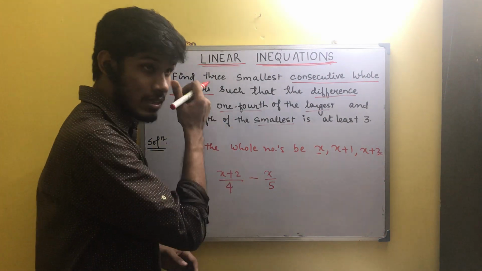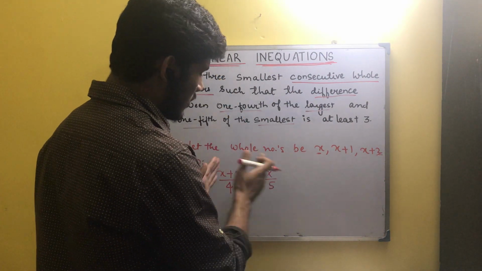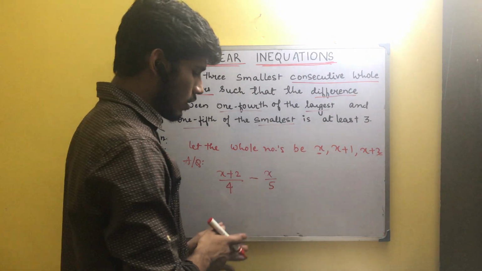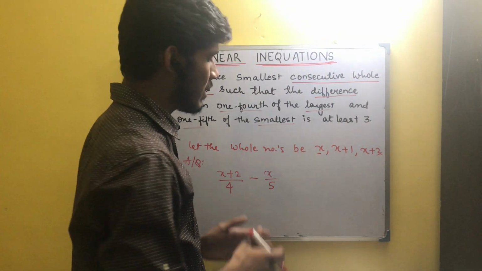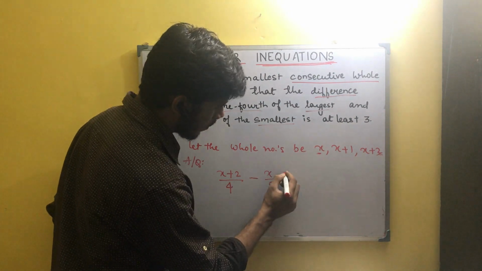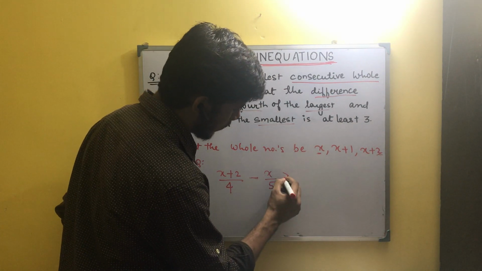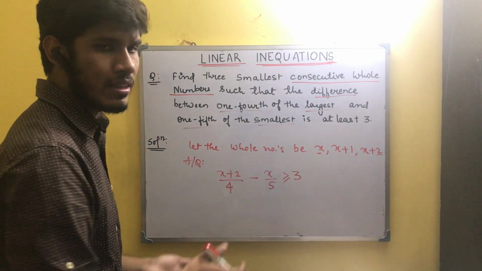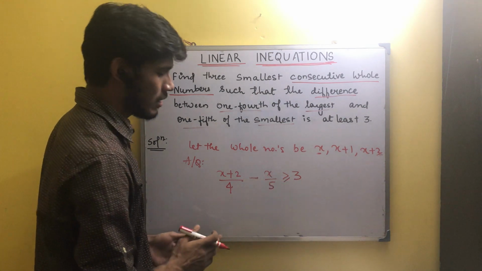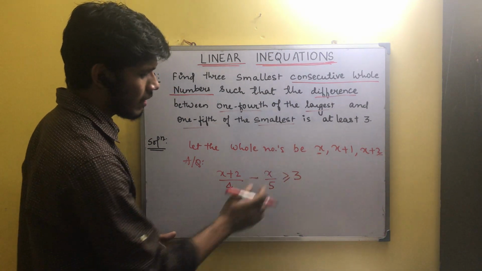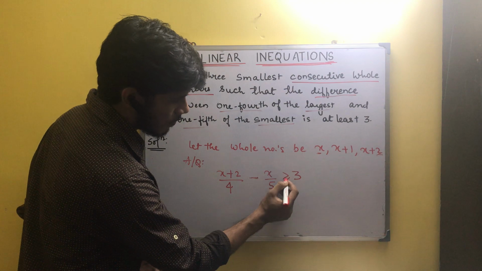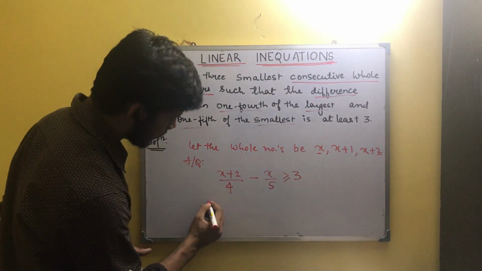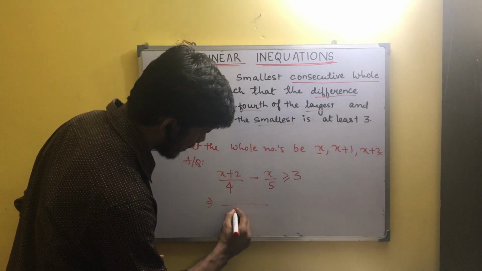Now at least 3 means this difference, the answer should be minimum 3. It may be more than that, but at least 3, isn't it? What we generally speak in our language, at least 3 means minimum it should be 3. More than that it could be anything, but minimum 3 should be the answer. So greater than or equal to 3. This is for the minimum value and this is more than that. It may happen.